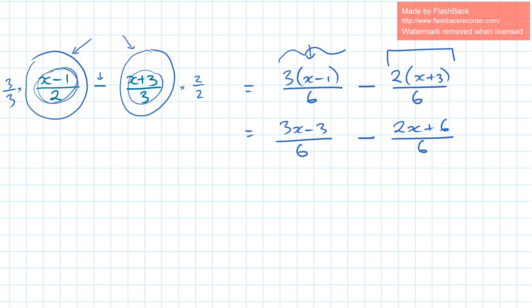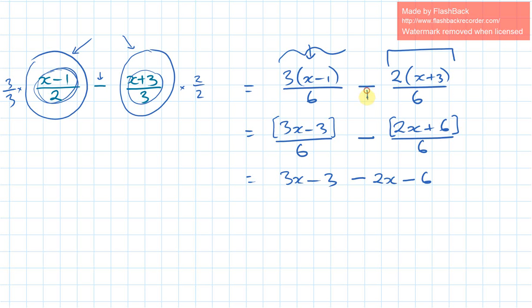Okay, so now I'm going to do the subtraction of the numerators. Now just treat that whole thing there, 3x minus 3, is subtracting 2x plus 6. So if I just rewrite 3x minus 3, now I'm going to bring this subtraction sign into the bracket. So I'm actually subtracting 2x, also subtract positive 6. So minus plus 6 becomes minus 6 here.